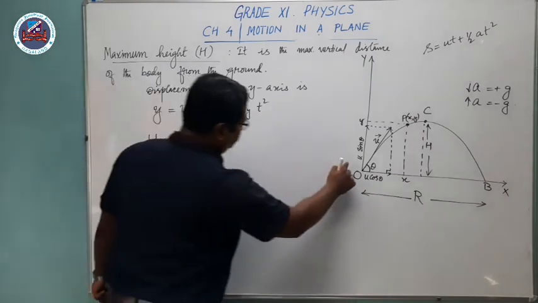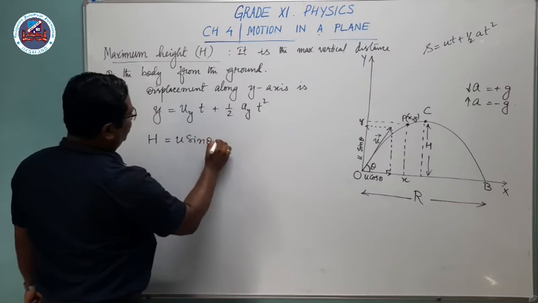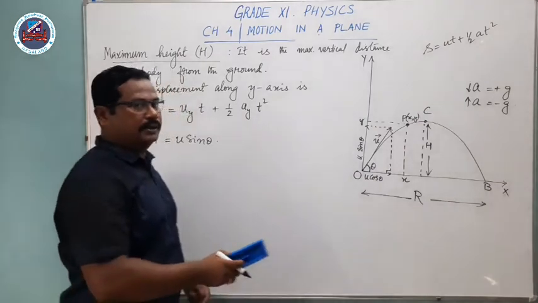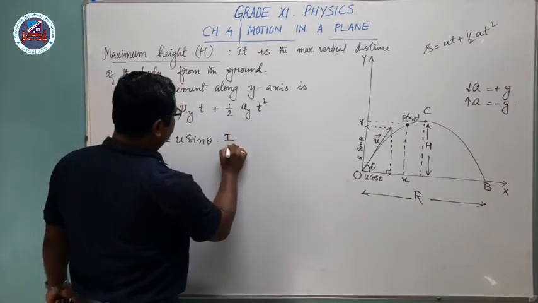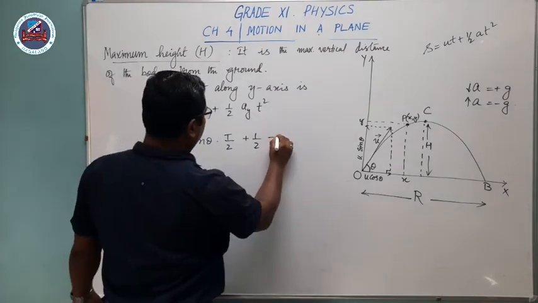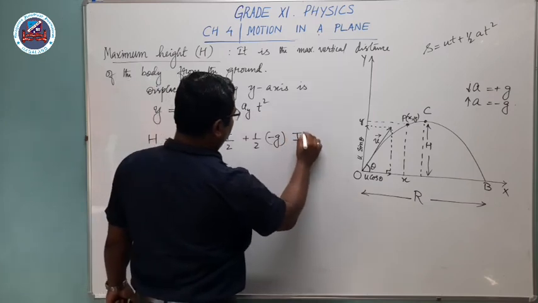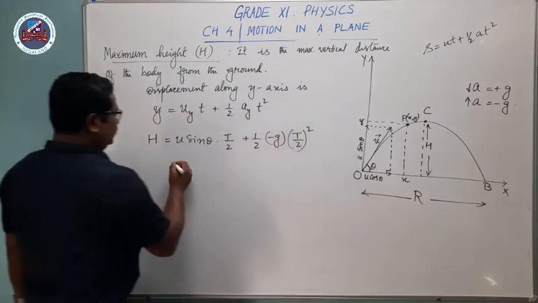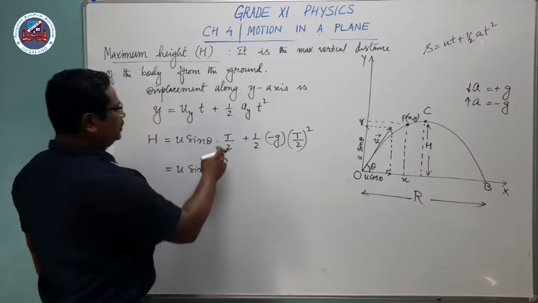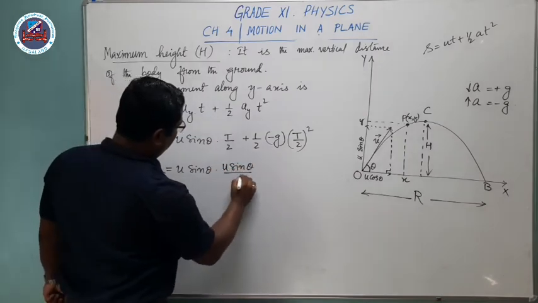u_y is your velocity along the y-axis, that is u sin theta, and time taken t to reach from O to C, as we have said earlier, is t by 2. So it is t by 2 plus half of, body going in the upward direction, will be minus g, again here t square, so it will be t by 2 whole square. Then this is u sin theta into t by 2, which is u sin theta divided by g.